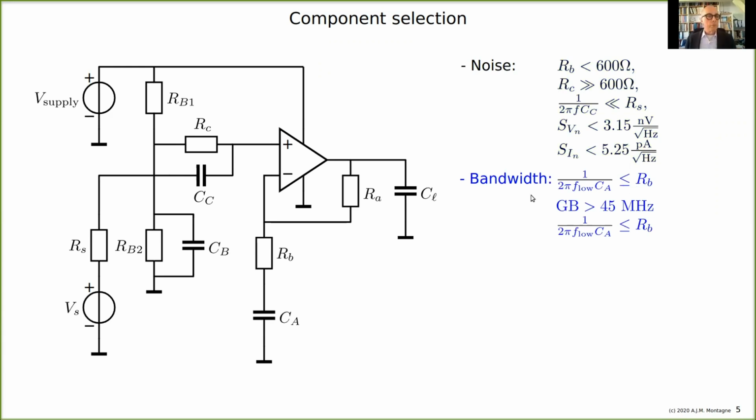For the gain, for the bandwidth, there is this for the high pass, the low frequency cutoff, and I need a gain bandwidth product larger than 45 megahertz if I have no other contributors to bandwidth limitation.